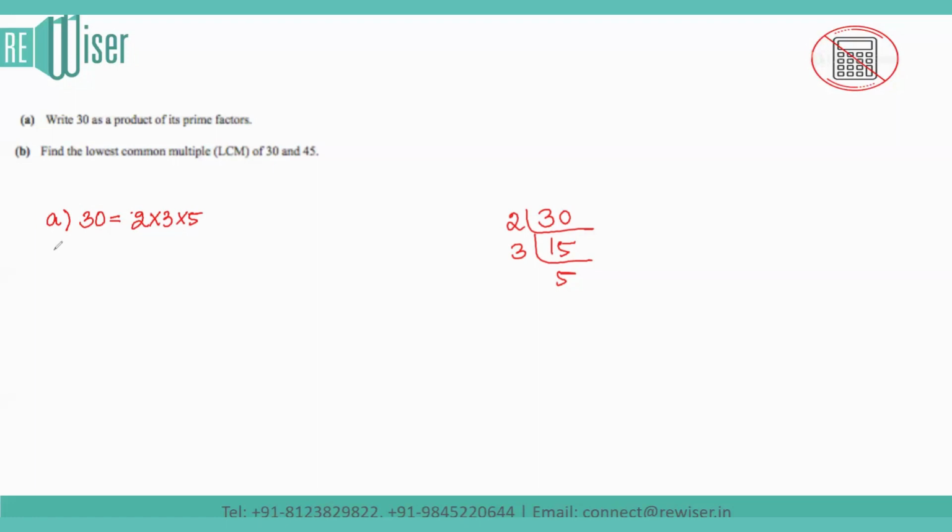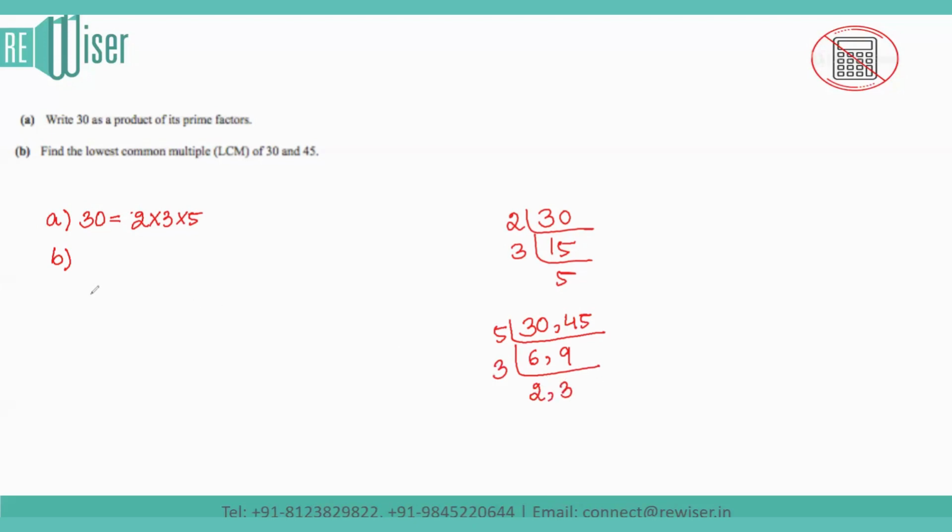In the second question, we are asked to find out the least common multiple of the numbers 30 and 45. The given numbers are 30 and 45. So, in order to find the least common multiple, we find out the common factors of 30 and 45. 5 sixes are 30 and 5 nines are 45. Further, it can be factorized with the number 3. 3 twos are 6, 3 threes are 9.